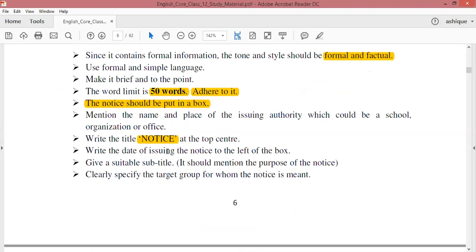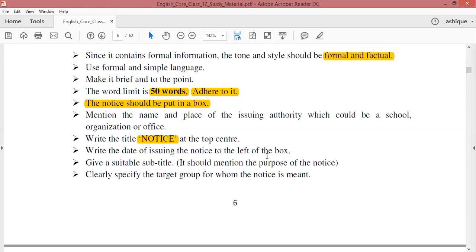Write the date of issuing the notice to the left of the box. Students, this is a question students most often ask, and they even make mistakes here. That is the major problem. Some write the date on the right-hand side, and some place it under the content, next to the notice. So remember, the date of issuing the notice goes to the left. When you write the heading Notice at the top center, on the left of that you write the date.